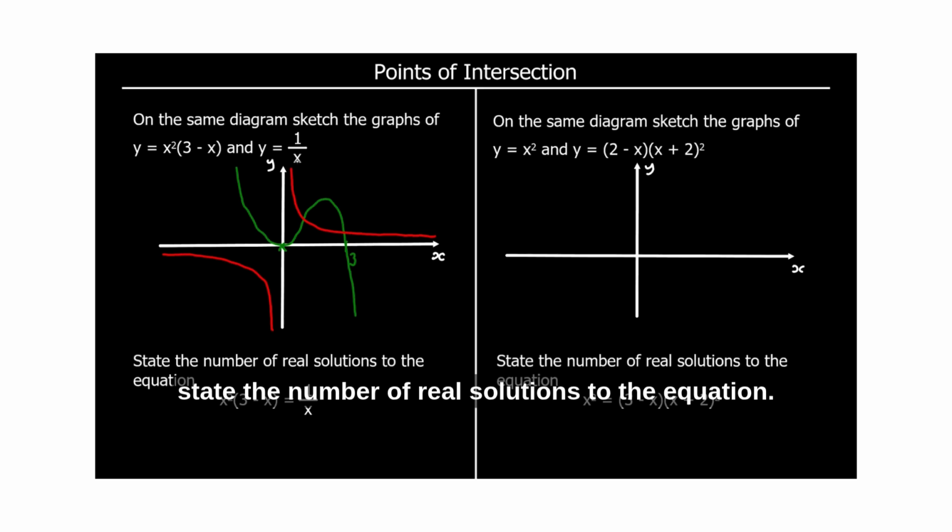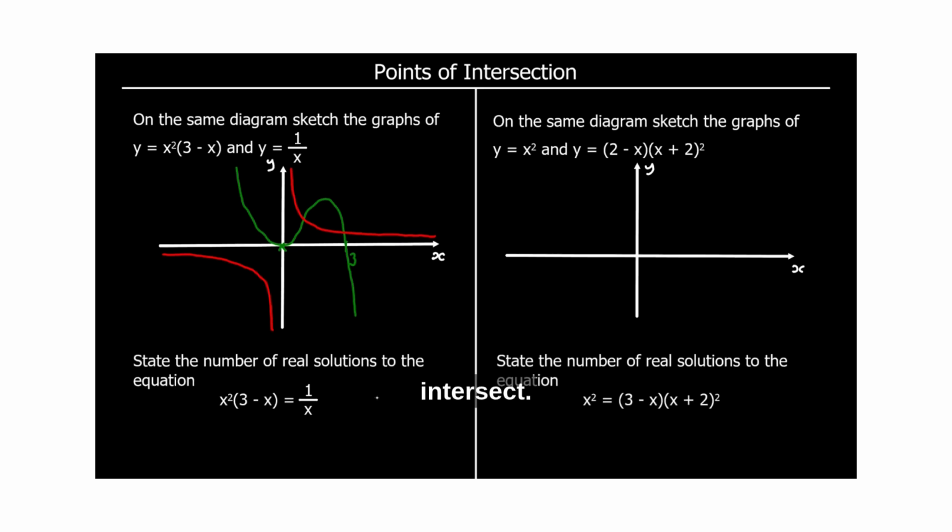Part B, state the number of real solutions to the equation. So the number of solutions to this equation will be the same as the number of times the graphs intersect. Whenever we have simultaneous equations, the solutions on a graph are where they intersect. So we've got 2 intersections, 1, 2, so there'll be 2 solutions. One for you to try. So pause the video and give it a go.